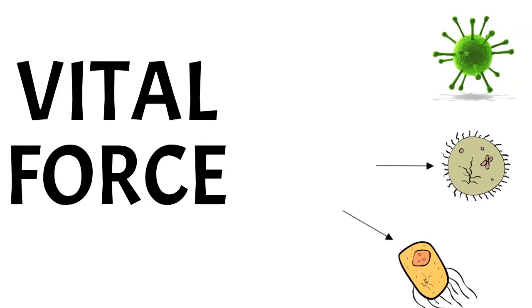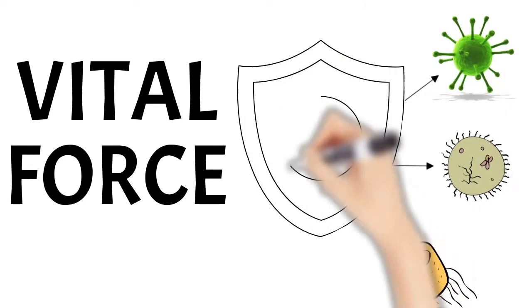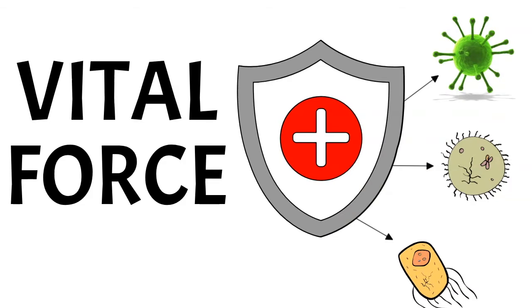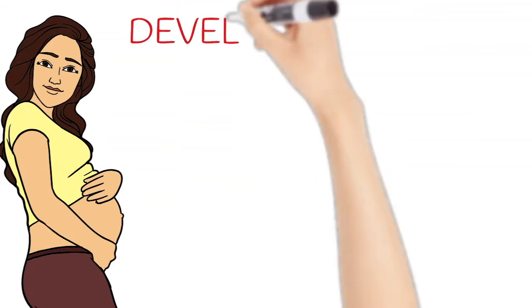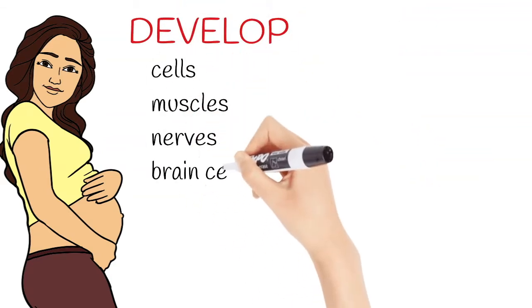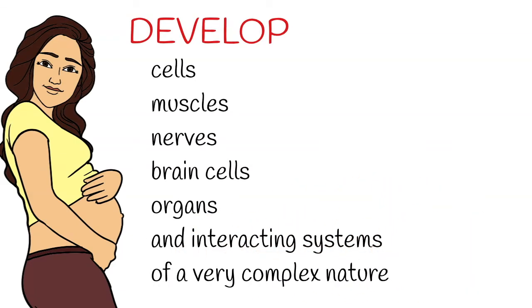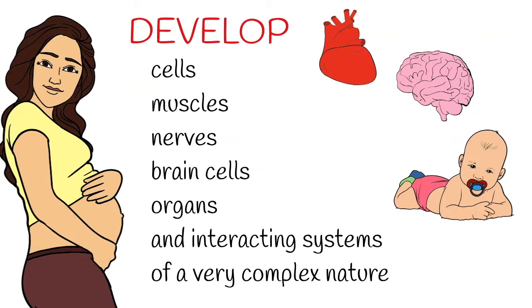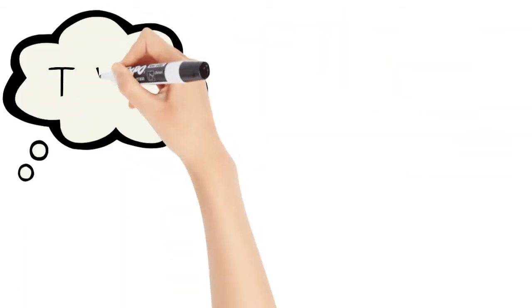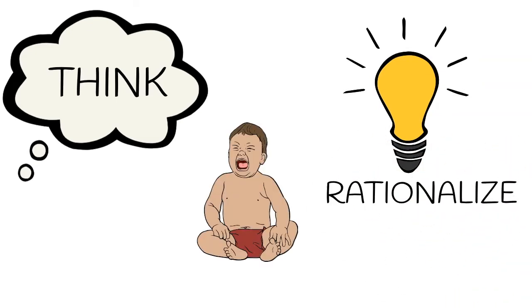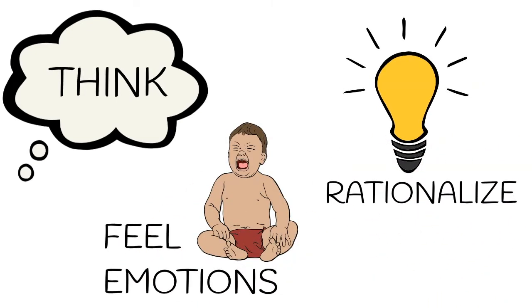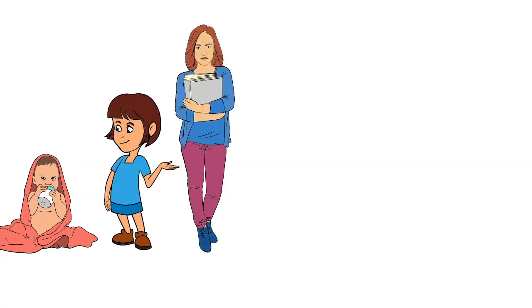Hahnemann insisted that disease and health are due to the vital force's resistance and ability in protecting the living being. It is present from the moment of conception when the two parent cells unite. It has the power to develop cells, muscles, nerves, brain cells, organs, and interactive systems of a very complex nature. The energy flowing from the parent cells is capable of developing a human being of high capacity, abilities to think, rationalize, and feel emotions. The living being grows, reproduces, and repairs itself automatically without even being aware of it.